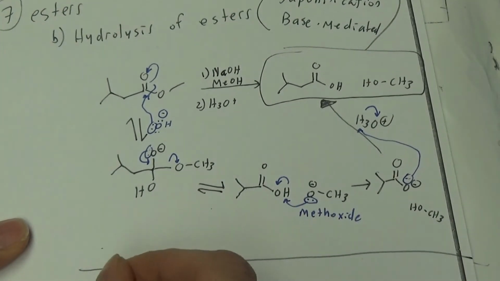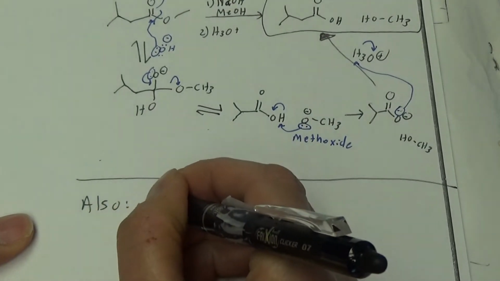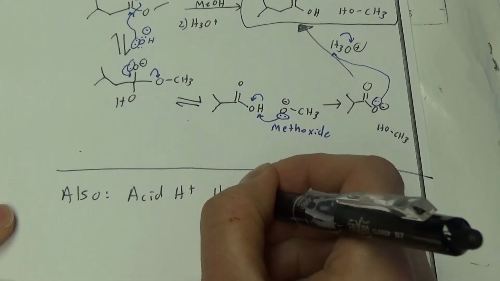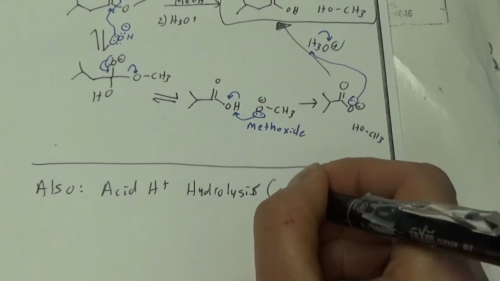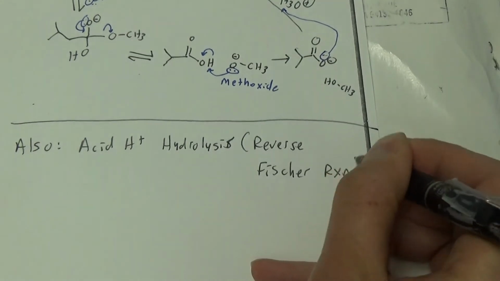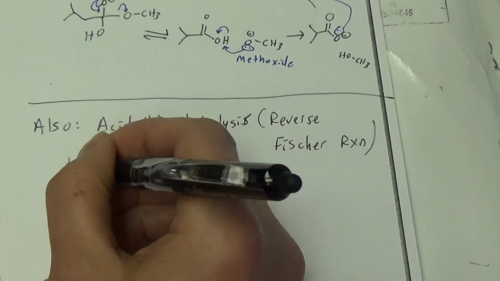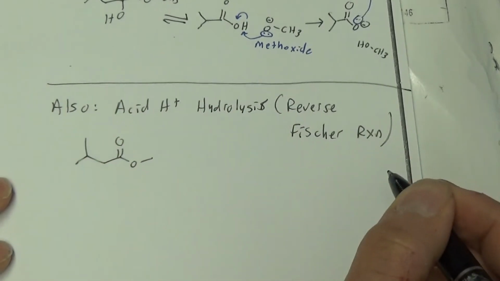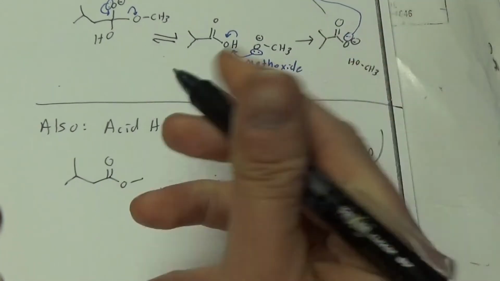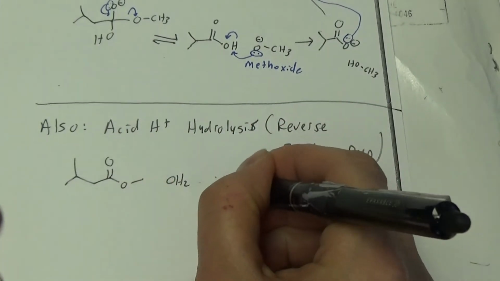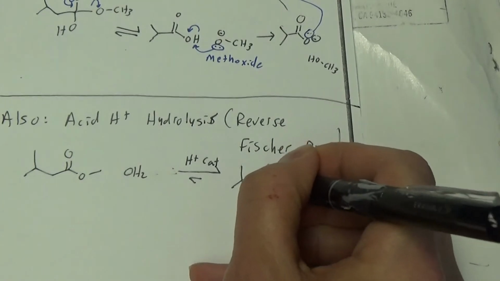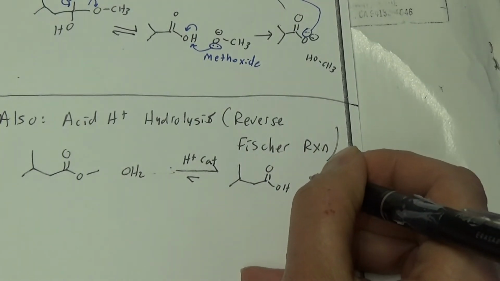Another way to hydrolyze esters is the acid-catalyzed hydrolysis, which I also call the reverse Fischer, because it's the Fischer in reverse. I'm not going to review that, I'll just set it up, you can do it. Okay, same one, methyl ester, and we can hydrolyze this using water and catalytic acid to the carboxylic acid and methanol.